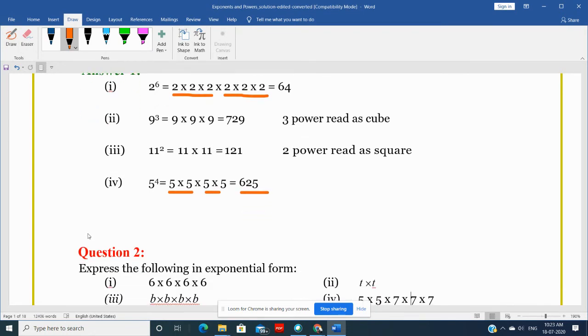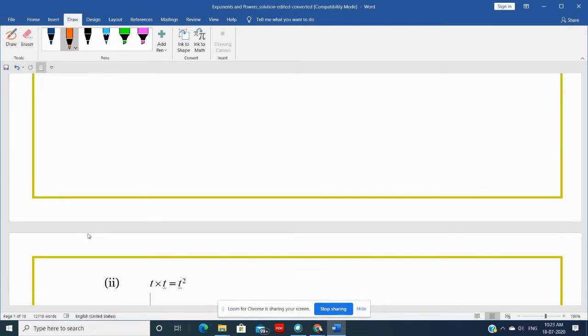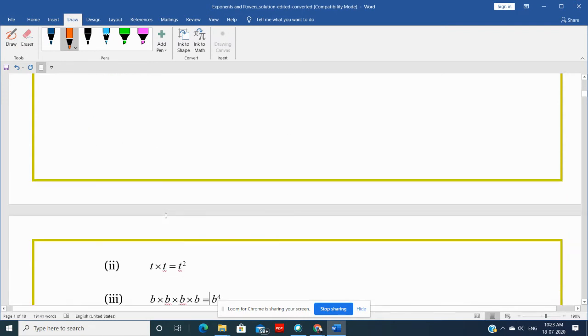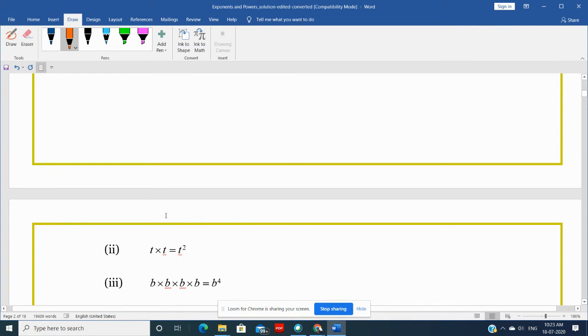Now coming to the next question. They have said express the following in exponential form. See, this is very important again to understand the question. You are supposed to write this in an exponential form, means you are not supposed to find the value of it. They've already given you the product of these numbers, and these numbers are base. So 6 4 times, it would be 6 raised to the power 4. Next is t 2 times, so t square.